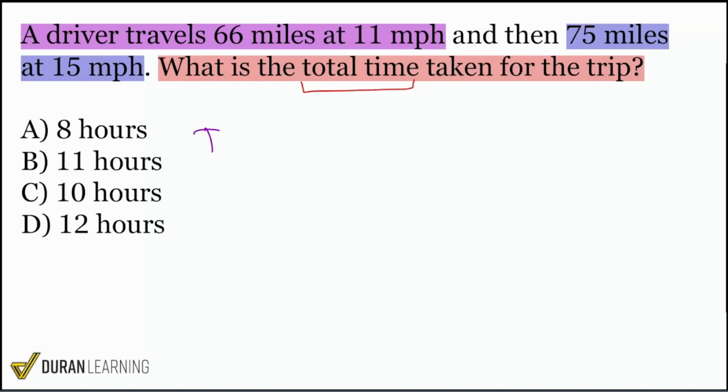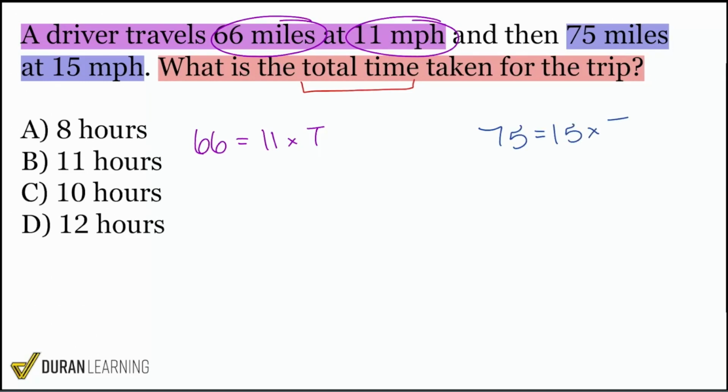So here we go. To find the time for the first part, we'll plug in the distance where it belongs, 66 miles. The rate we'll plug in at 11 miles an hour, multiplied by the time. Everybody, from there, when we set up the blue part, distance equals rate times time, so 75 miles equals the rate, which is 15 miles an hour, multiplied by time. Sweet. There we go. Now let's go ahead and find the times and add them together.